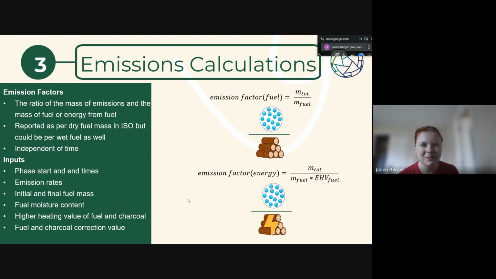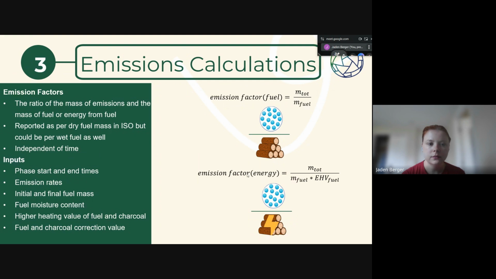It's not super applicable in an ISO testing setting, but you might be doing other tests that don't have a prescribed time. So this is essentially the ratio of the mass of measured emissions for whatever species you're looking at, divided by the mass of the fuel. Or you could do the energy from the fuel, so the mass of the emissions divided by the energy of the fuel for an energy-based emission factor.